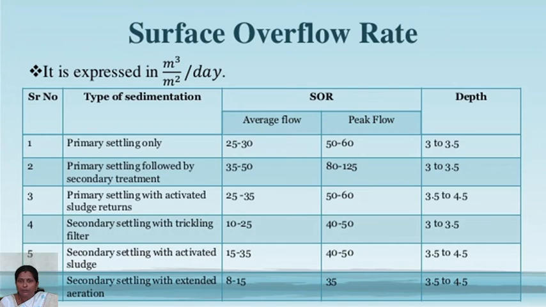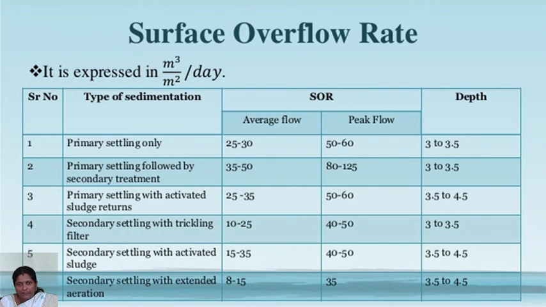Then surface overflow rate, SOR, values in meter cube per meter square per day. The sedimentation tank is used in the preliminary stage, primary stage and secondary stage. At the different places, we can use the following values. Primary settling only: the SOR for average flow is taken as 25 to 30. For peak flow, it is taken as 50 to 60. Depth is assumed as 3 to 3.5.